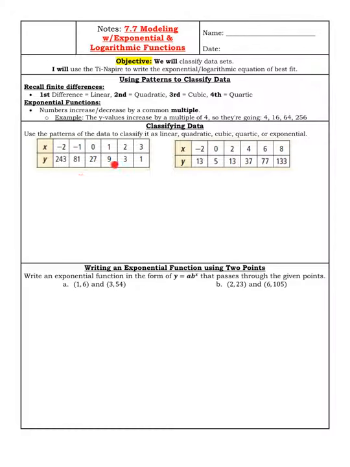I can tell that this one is going to be exponential because it does look like it's multiplying or dividing. And this one is kind of jumping around. It looks like it's adding or subtracting by some sort of common difference somewhere in there, okay? But I know 3 times 3 is 9, and 9 times 3 is 27, and 27 times 3 is 81. So I can tell that this one's multiplying.